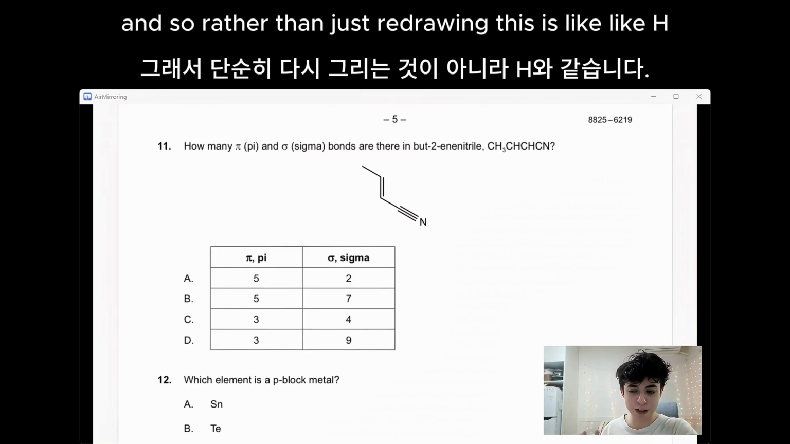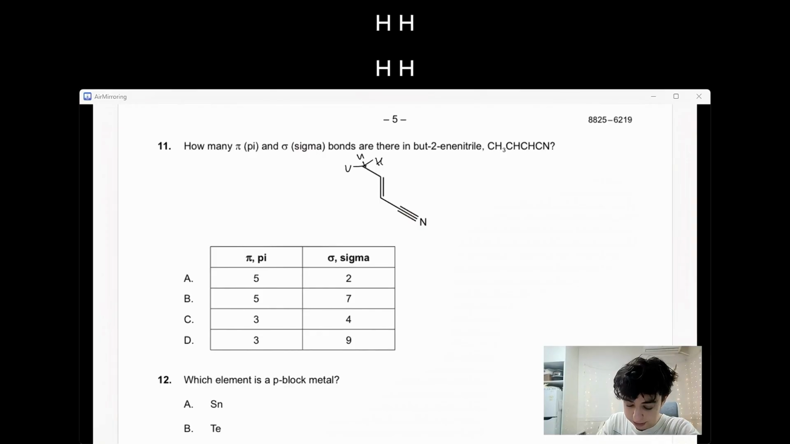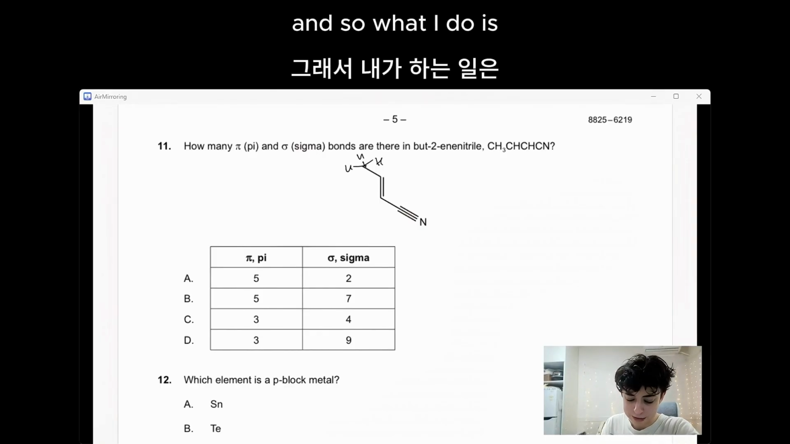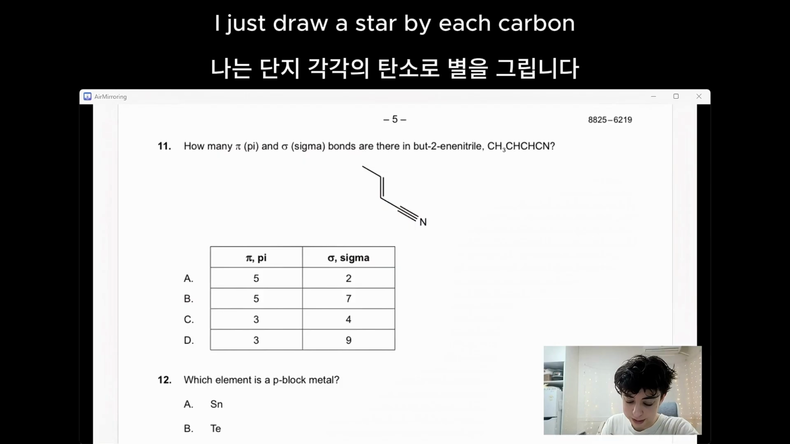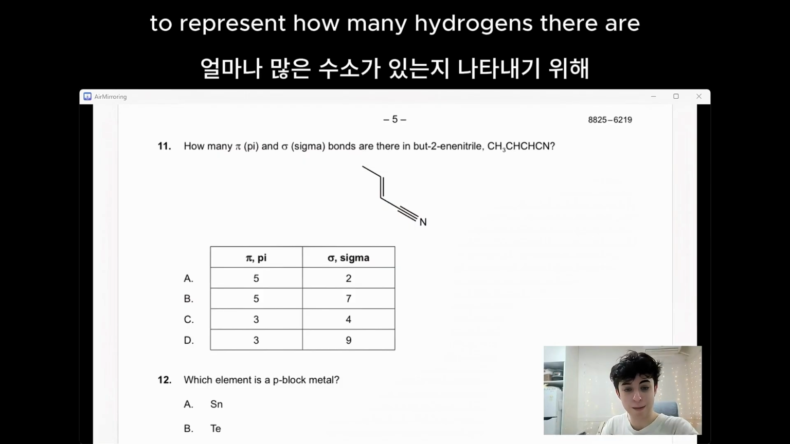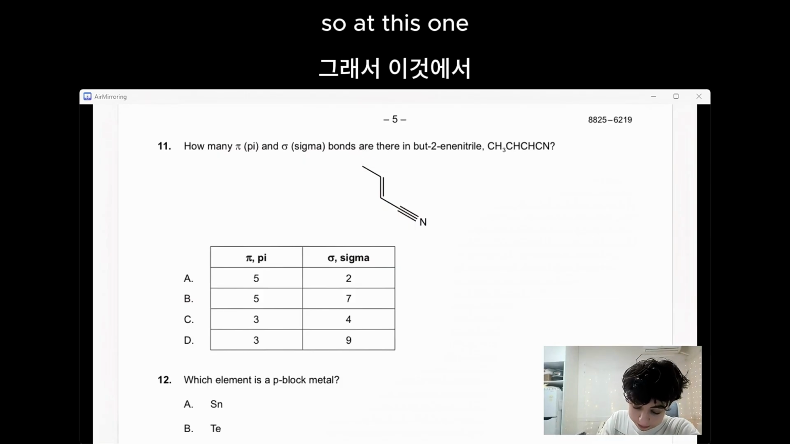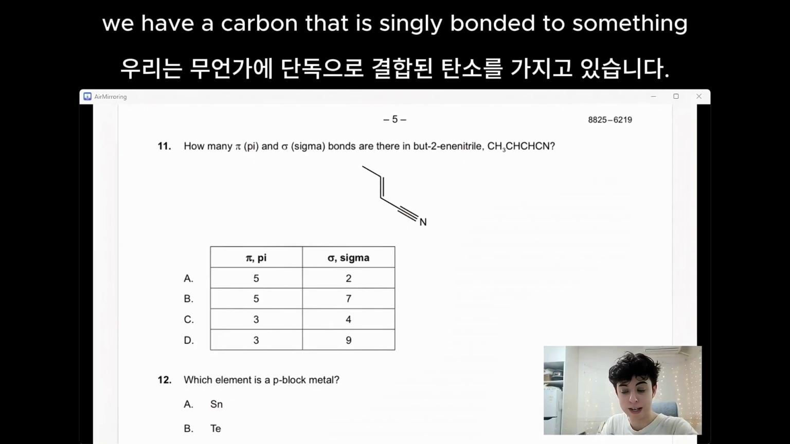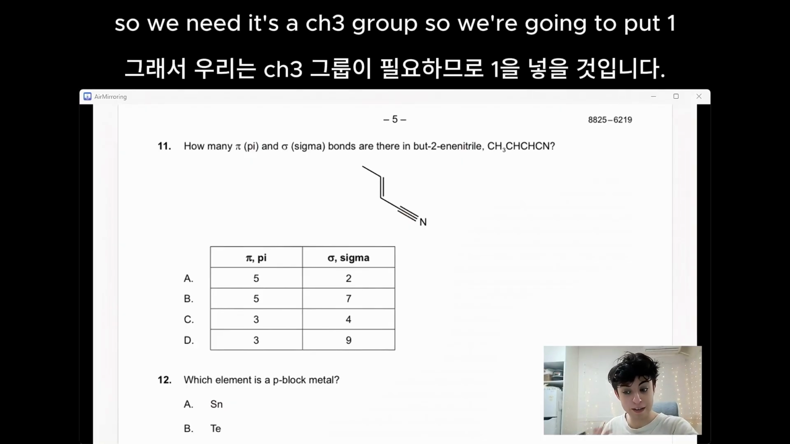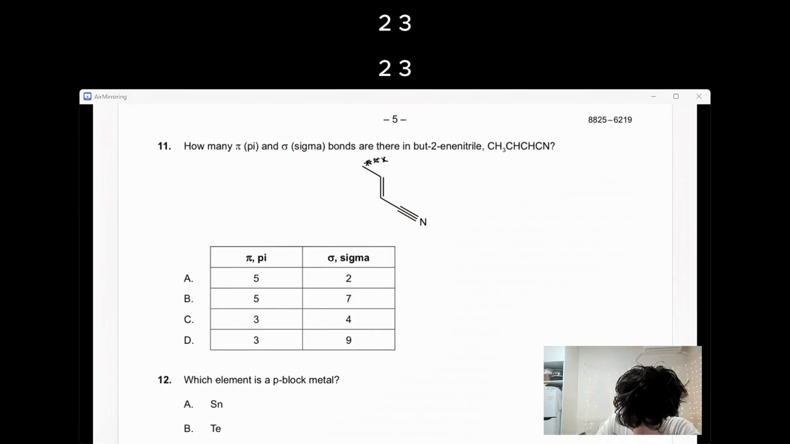Okay, and so rather than just redrawing this as H, that gets really messy really quickly. And so what I do is I just draw a star by each carbon to represent how many hydrogens there are. So at this one, we have a carbon that is singly bonded to something. So it's a CH3 group. So we're going to put 1, 2, 3.